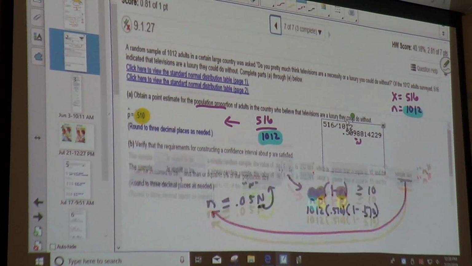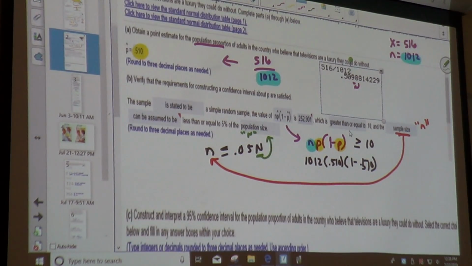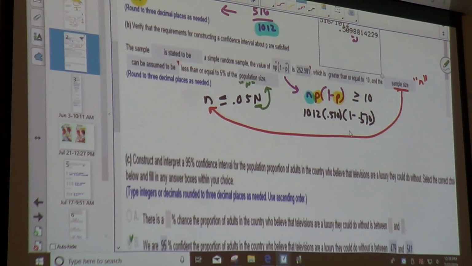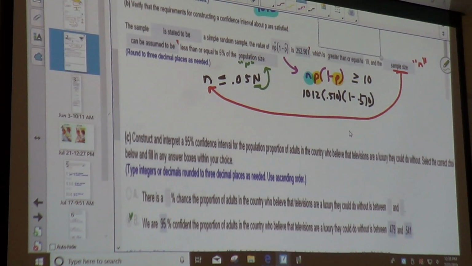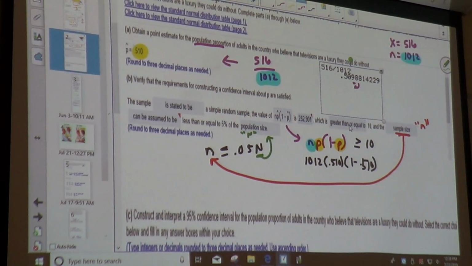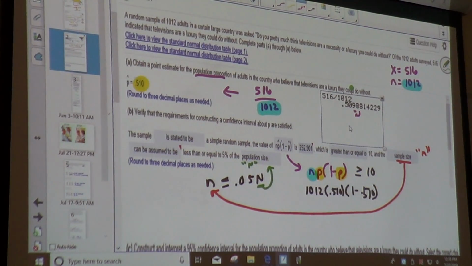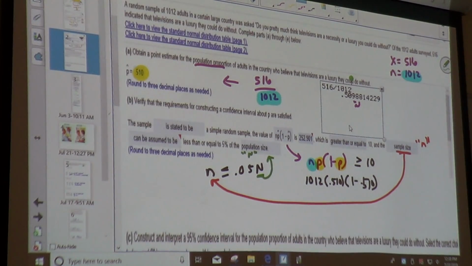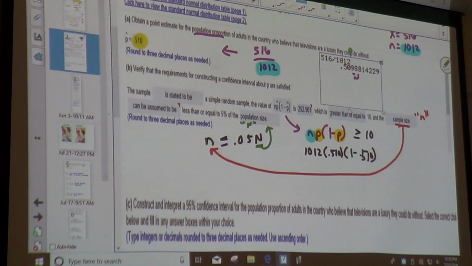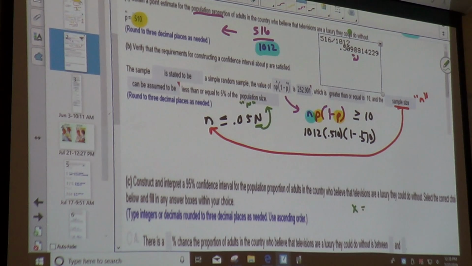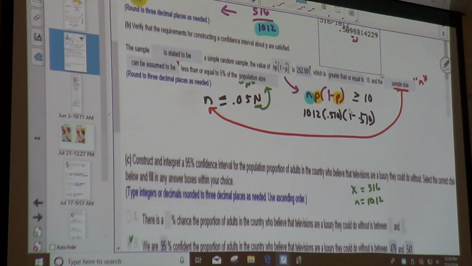That's part B. And I'll have these in the notes. Now, part C says construct a 95% confidence interval. Well, nowhere in here does it talk about standard deviation. It talks about the X and the N. It says that the X was 516. It says that the N was 1012. And now it wants us to do a confidence interval of 0.95.